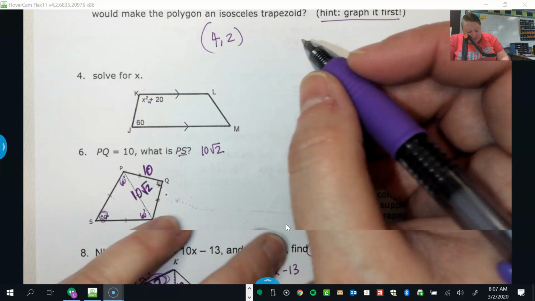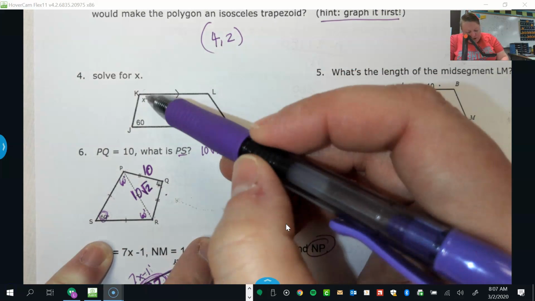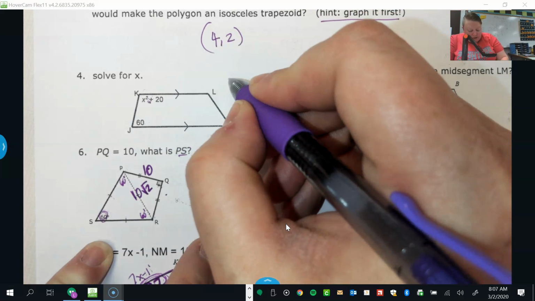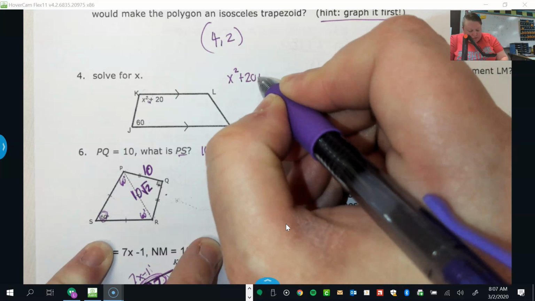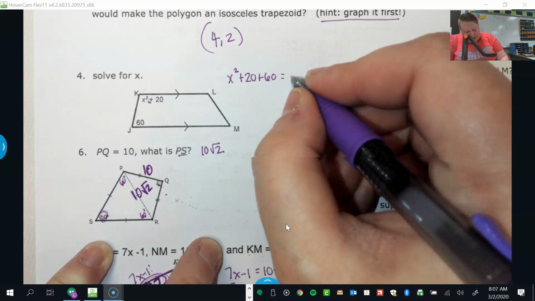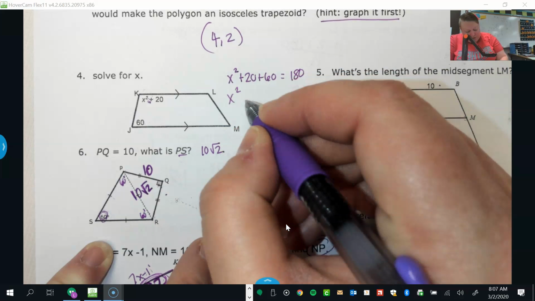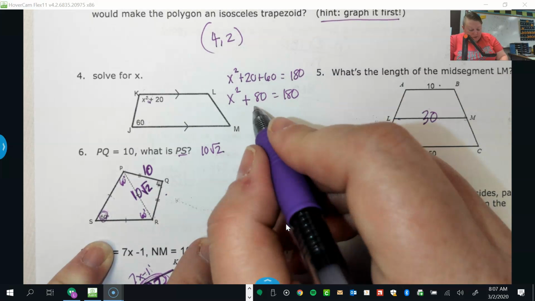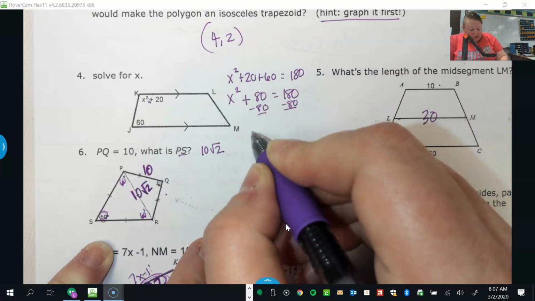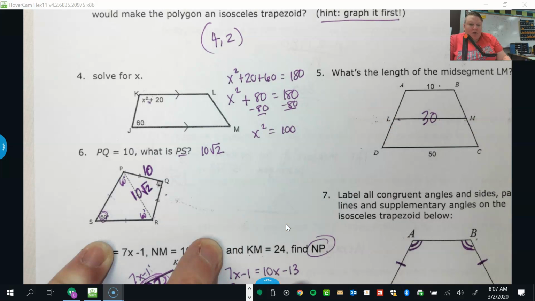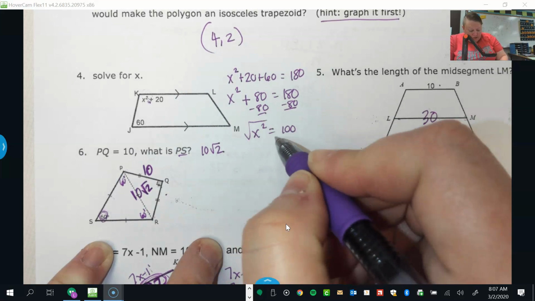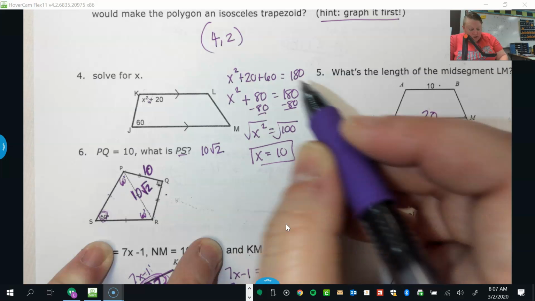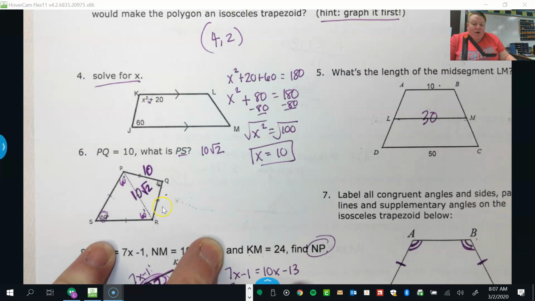All right, and then the last one that I wanted to come back to was number 4. I know that these 2 are supplementary, so I can say x squared plus 20 plus 60 equals 180. So x squared plus 80 equals 180. If I subtract 80 from both sides, I get x squared equals 100. To undo the square, take the square root of both sides, so x is equal to 10. The question asked me to solve for x, so I'm done.